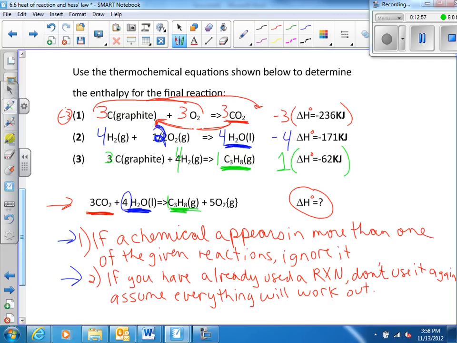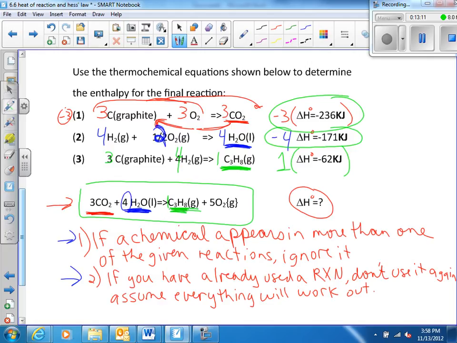Okay, so that is telling me now that the delta H for this reaction will be -3 times -236 minus 4 times -171 plus 1 times -62 kilojoules. So that's easy enough. Just -3 times -236 minus 4 times -171 plus 1 times -62. However, we want to check and make sure that this is all going to work out.